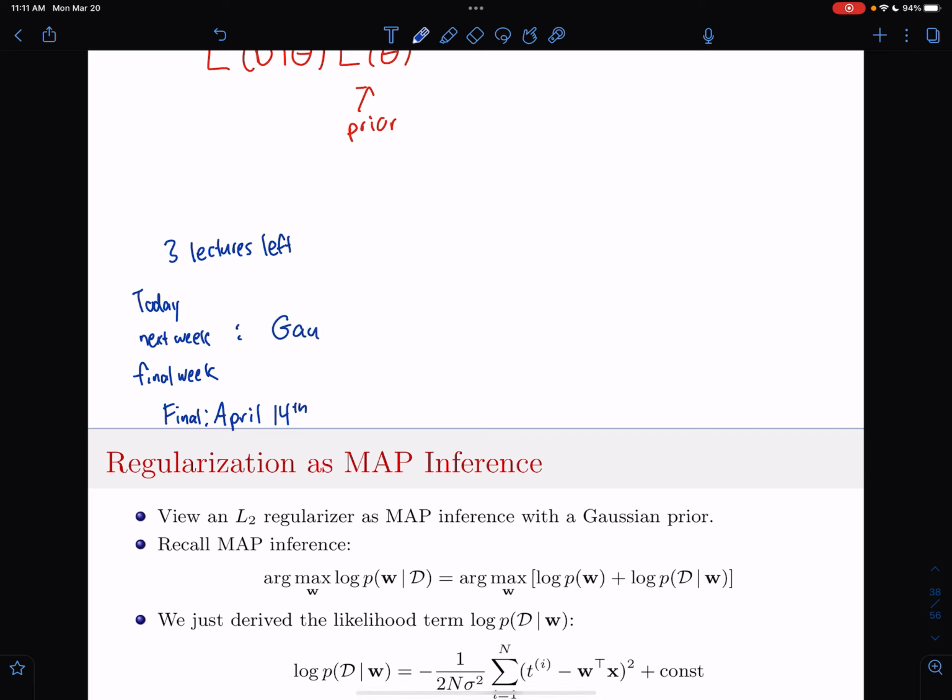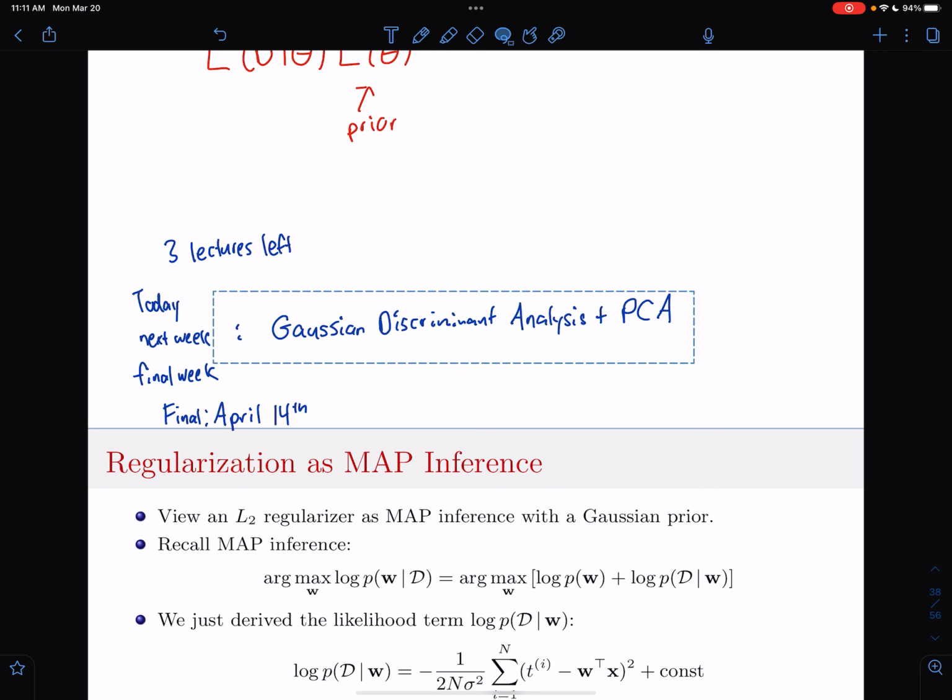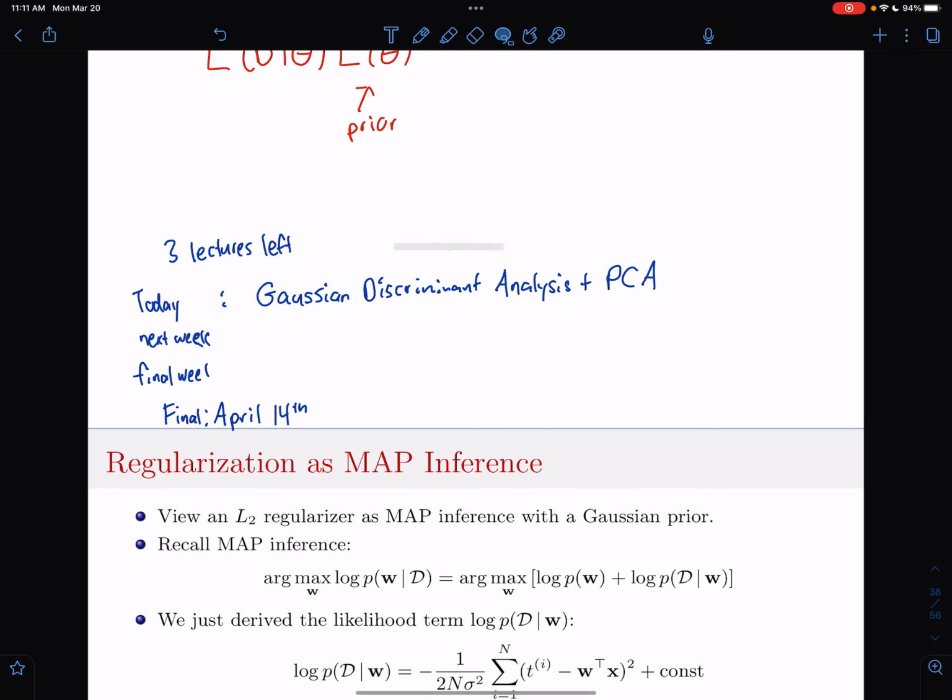We're going to do Gaussian Discriminant Analysis, and also start talking about PCA. And then next week is the ethics module, which is a little bit more discussion-based.